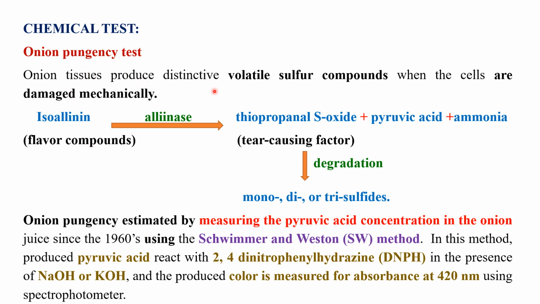The onion tissues produce distinctive volatile sulfur compounds when the cells are damaged mechanically. We previously mentioned a compound known as isoalliin. This compound, with the action of an enzyme known as alliinase present inside the onion pulp, is converted to thiopropanal S-oxide, pyruvic acid, and ammonia. The thiopropanal S-oxide is the tear-causing factor, the compound which makes us tear upon chopping onion. It is also further degraded to form mono-, di-, and trisulfides.